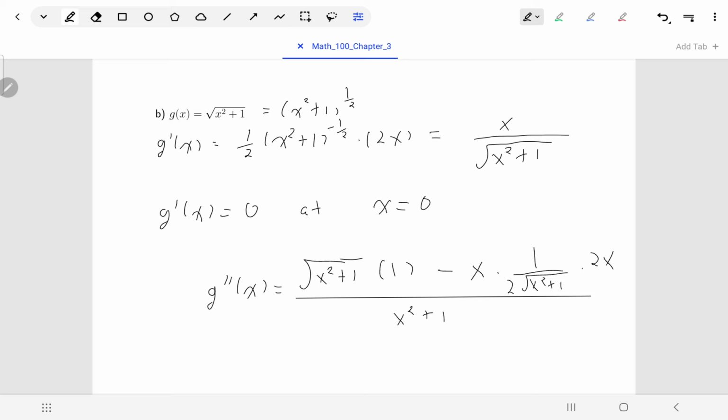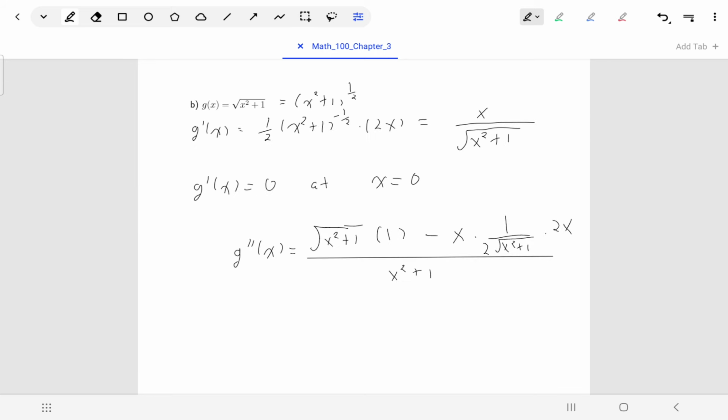I could do some simplifying here if I felt like it. I could do one little bit of simplifying right now, which is the 2 and the 2 I could cancel. And I can combine the x and the x to give me x squared. So I could say that really what I've got is square root of x squared plus 1 minus x squared over root of x squared plus 1, all over x squared plus 1. If this were a question where I was asking you what is the second derivative, I would not stop here. I would definitely want to simplify further. I wouldn't want to leave fractions inside of fractions.